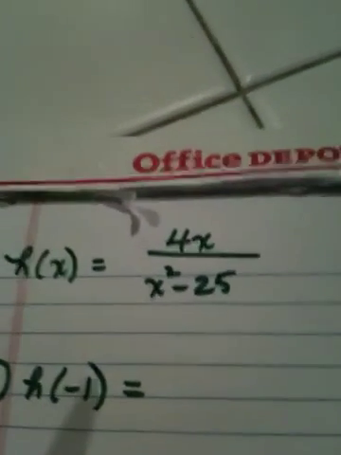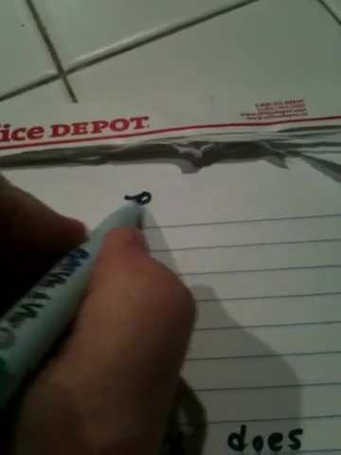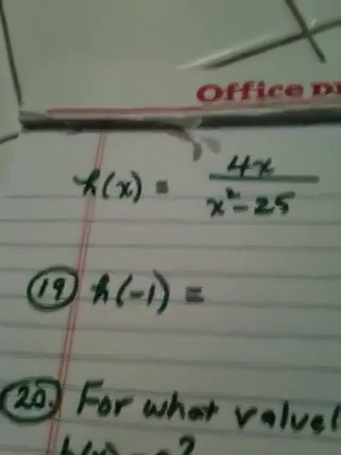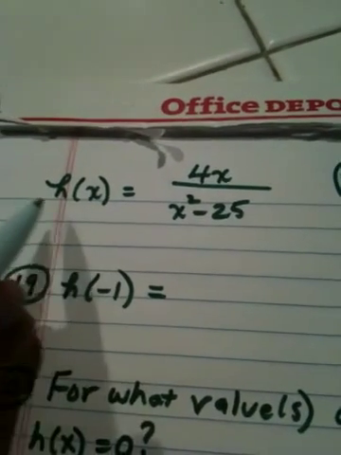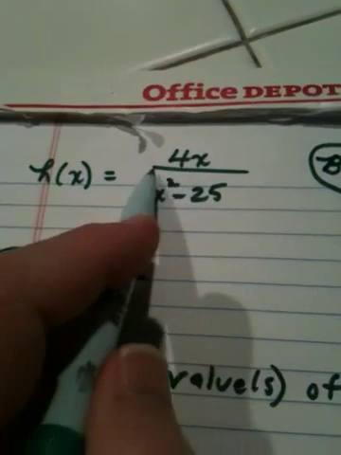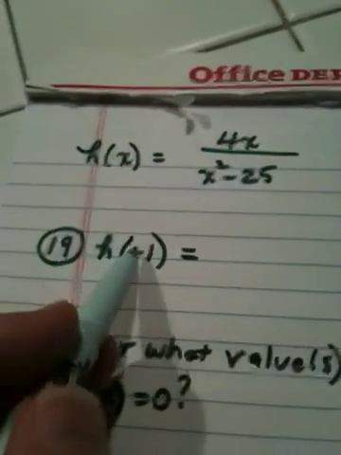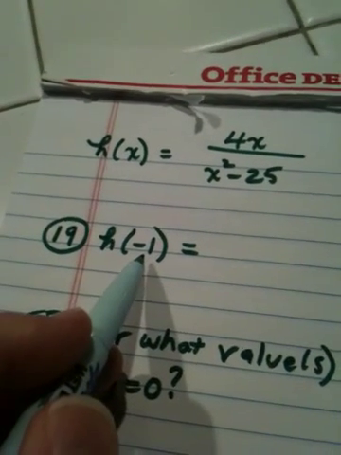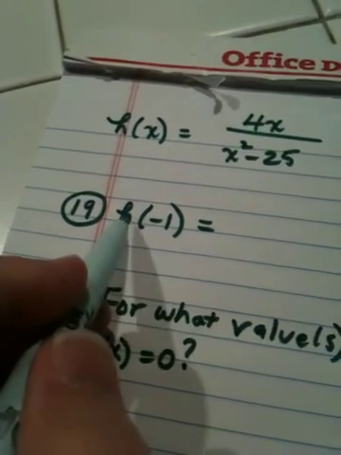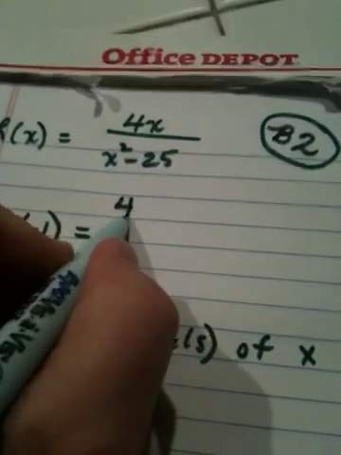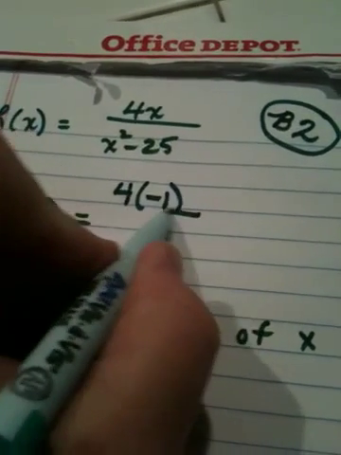Okay, ladies and gentlemen, this is going to complete Supplement B2, the final set of questions, questions 19, 20, and 21. We still have the rational function h of x equals 4x divided by the quantity x squared minus 25. I want to find h of negative 1. This is simply nothing more than taking the function h and plugging in a negative 1. We have 4 times negative 1 in the numerator.